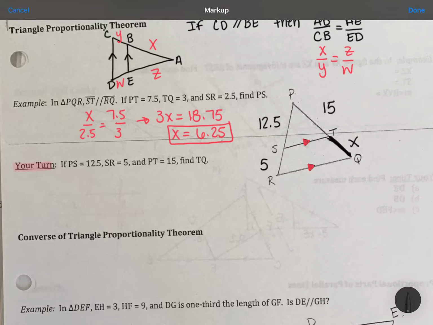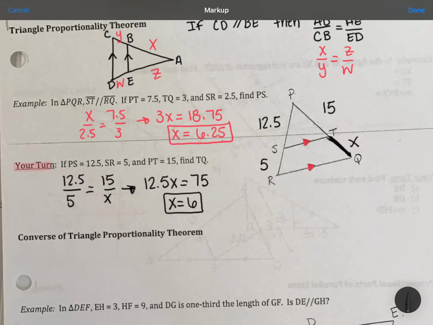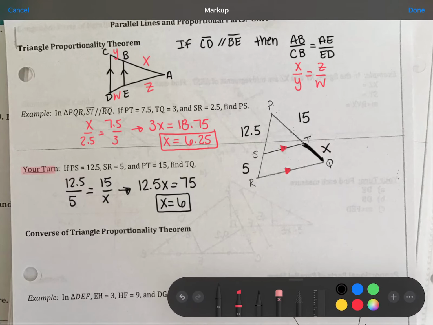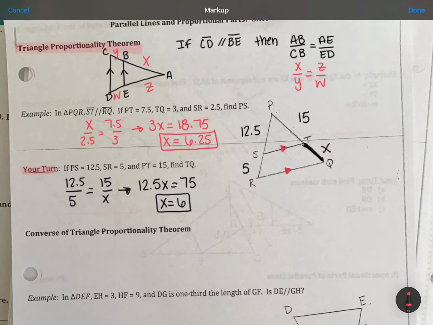Set up a proportion. You can say 12.5 is to 5 as 15 is to X. Or you could have started with X and said X over 15 equals 5 over 12.5. Or 15 over X equals 12.5 over 5. It doesn't matter how you set it up as long as your sides are proportional. All right, so when I cross multiply, I get 12.5X equals 75. Divide by 12.5 and you get 6. So hopefully you paused, worked it out, and you got the same answer I did. So that is the triangle proportionality theorem.